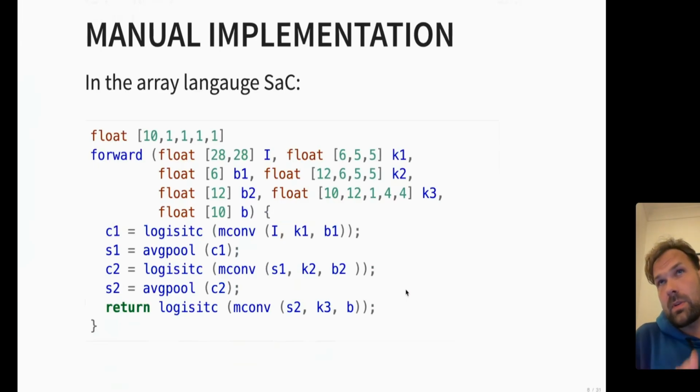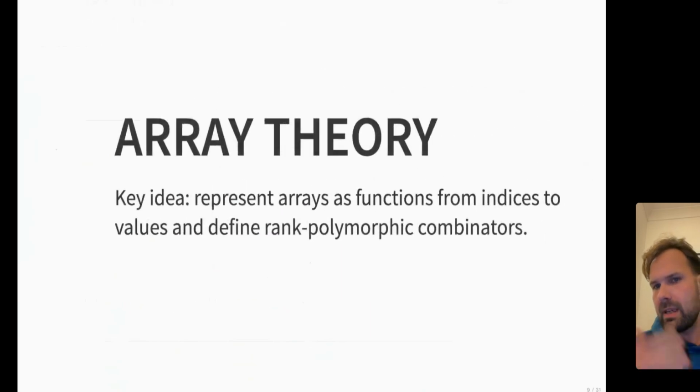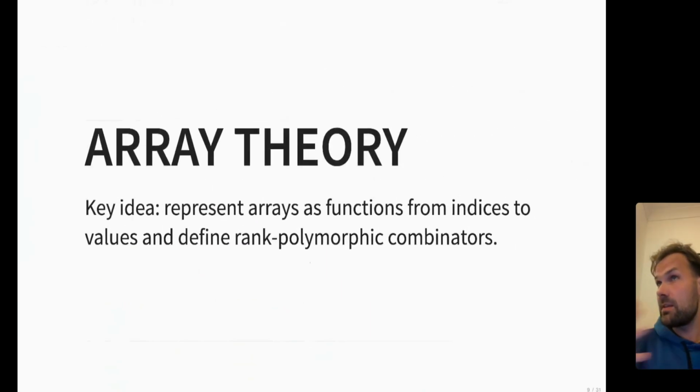So the problem with this is that SAC, as a high performance language, doesn't give correctness guarantees. It gives you C-like properties, but not really. And it didn't do automatic differentiation, so everything there was implemented manually. So we want to take the inspiration from this and bring it to the kind of type theory.